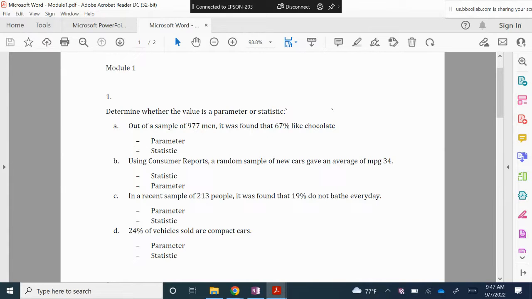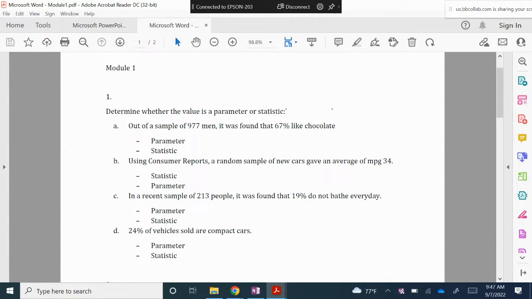All right, so for A, the key word on it is sample. Out of a sample, that means that's a subset of a population. Of 977 men, it was found that 67 like chocolate. That would be a statistic, right? Simply because of the word sample.